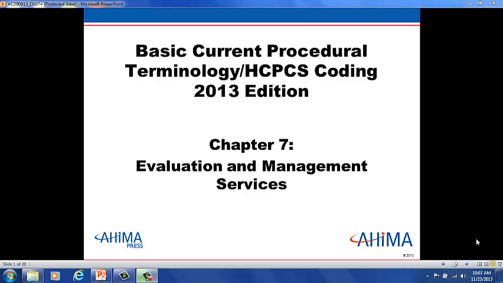They generally identify the place or the type of service, for example, an office or outpatient service, or an initial or subsequent hospital care. They define the content, extent, or level of a service, for example, a detailed history or detailed examination. They describe the nature of the presenting problem, for example, how severe the problem is, and identify the time typically required to provide the service.